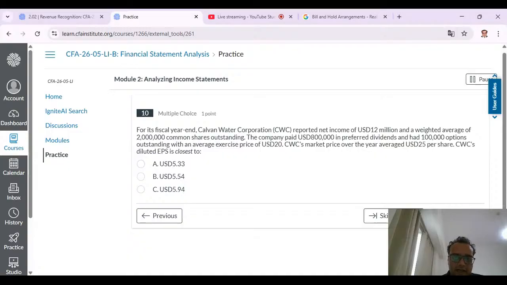For the fiscal year ended, CBC reported net income of 12 million and a weighted average of 2 million shares. The company paid 800,000 in preference dividends and had 100,000 options outstanding with the average exercise price of 20. Market price over the year averaged 25 per share. CWC diluted EPS is closest to. Let's see the working directly.